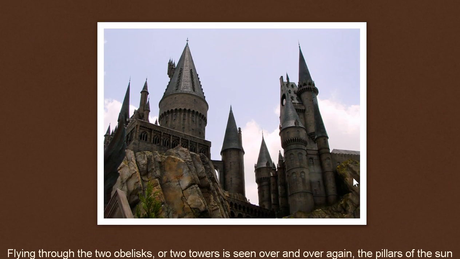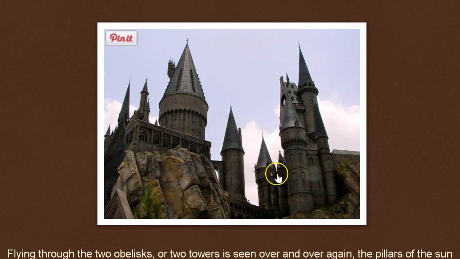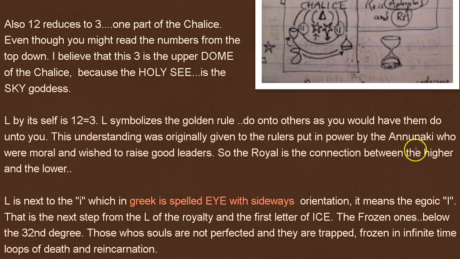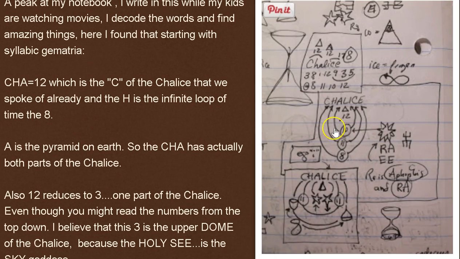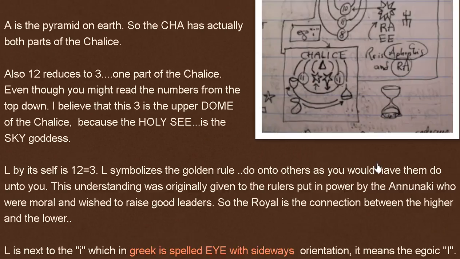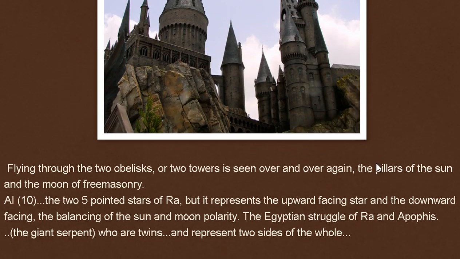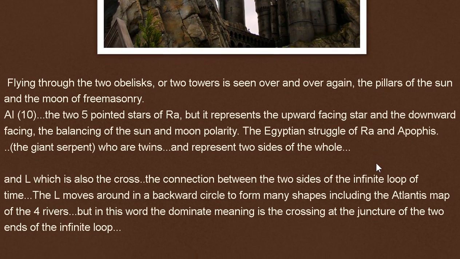Flying through the two obelisks, or two towers, is seen over and over again, the pillars of the sun and the moon of Freemasonry. AI, 10, the two five-pointed stars of Ra, but it represents the upward-facing star and the downward-facing, the balancing of the sun and moon polarity. The Egyptian struggle of Ra and Apophis, the giant serpent, who are twins and represent two sides of the whole. And L, which is also the cross, the connection between the two sides of the infinite loop of time.